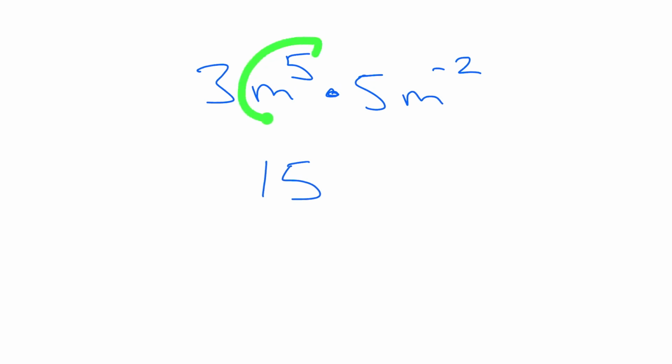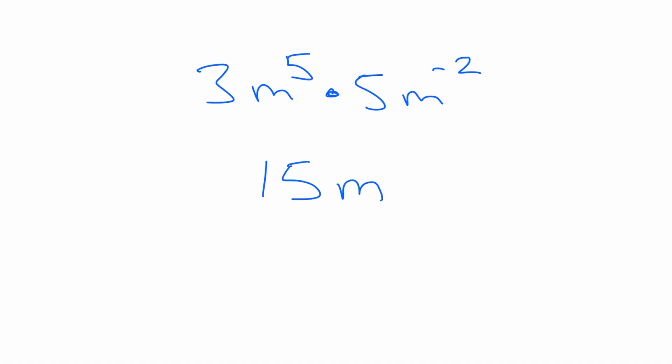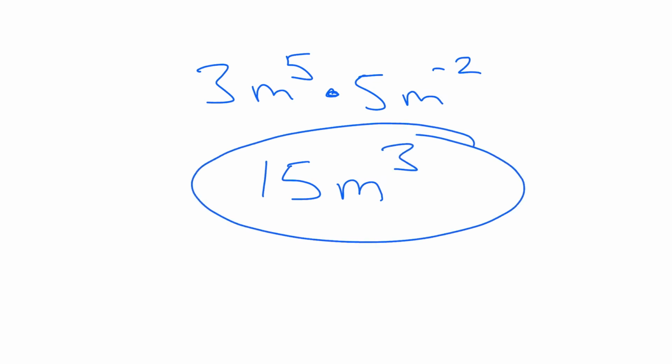First, let's look at this one. 3m to the 5th power times 5m to the negative 2 power. Remember from last video, just multiply the numbers. 3 times 5 is 15. And then if we have m to the 5th power and m to the negative 2 power, we're just going to add those exponents because the base is the same. They both have a base of m. So 5 plus negative 2 is really just 5 minus 2. So m to the 5th times m to the negative 2 power becomes m to the 3rd power. So 15m to the 3rd power is how this example works.